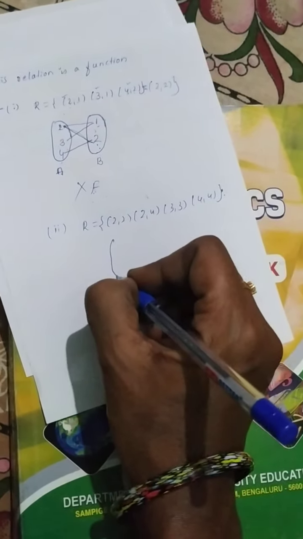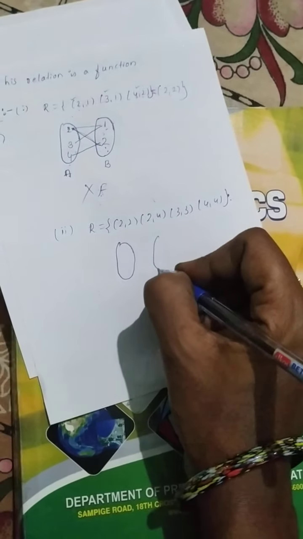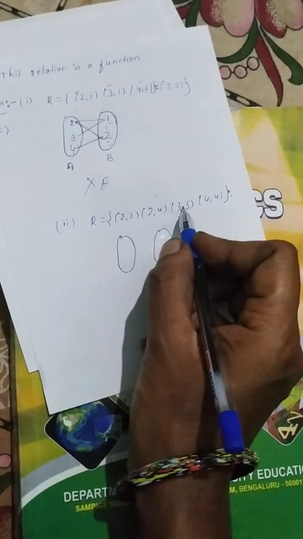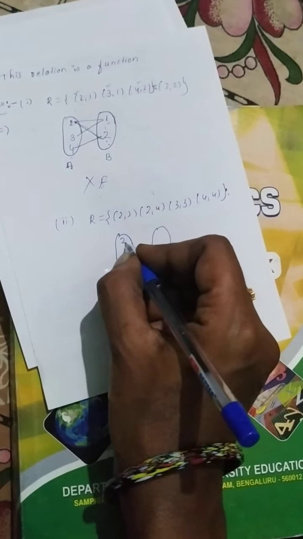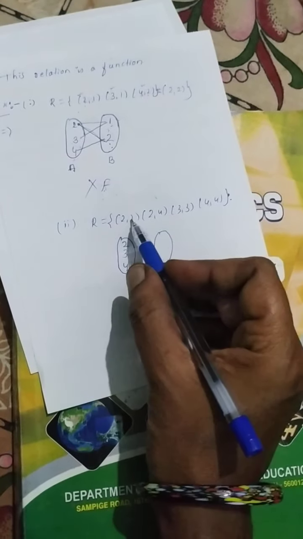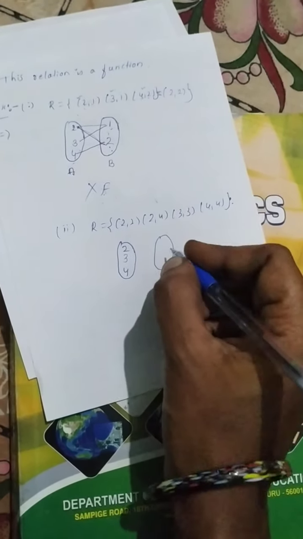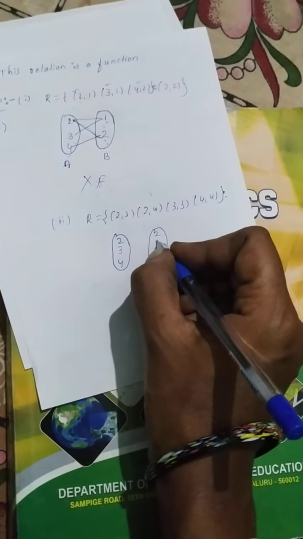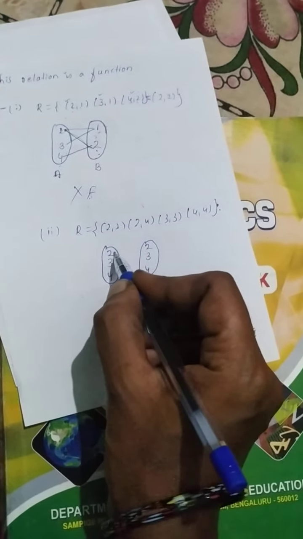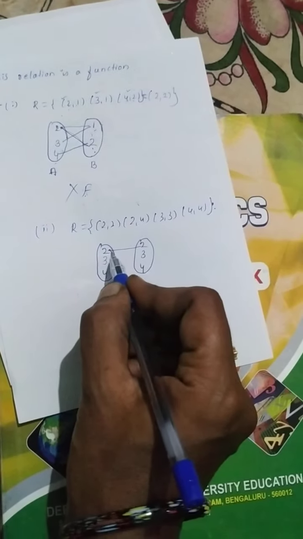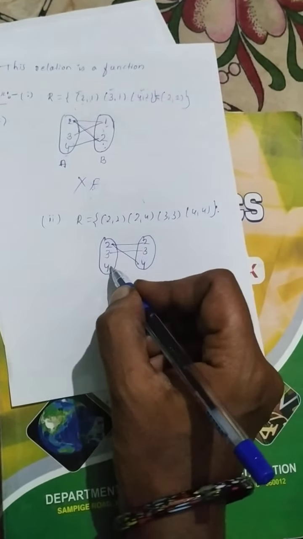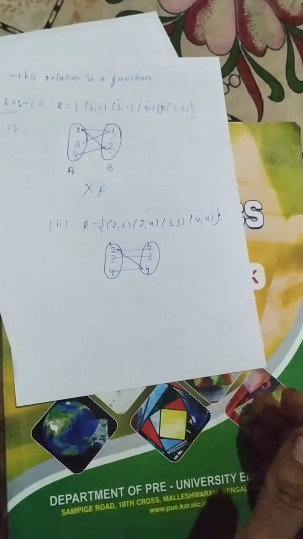If I go with the arrow diagram, it will be easy. The first elements are 2, 2, 3, 4. 2 is repeated, so I'll write it only once: 2, 3, 4. The second elements are 2, 4, 3, 4, again the same 2, 3, 4. 2 is mapping to 2, and the next 2 is mapping to 4 also. 3 is mapping to 3, and 4 is mapping to 4.